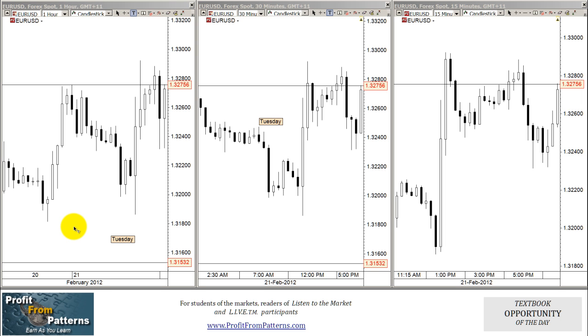So let's start with the AA exercise. The hourly chart is lining up with the 30-minute chart, is lining up with the 15-minute chart. All bars finishing at the same time. And interestingly enough, nudging exactly, virtually to the pip, the previous day's high. Let's see what happens next.